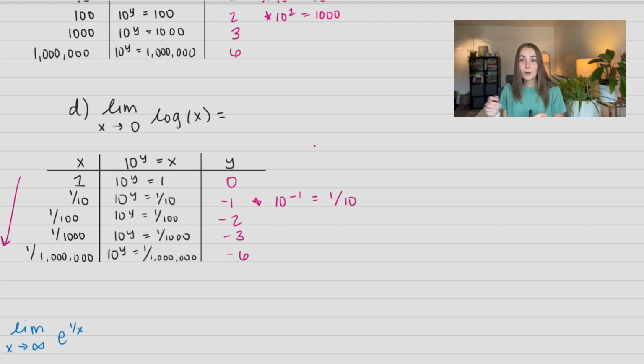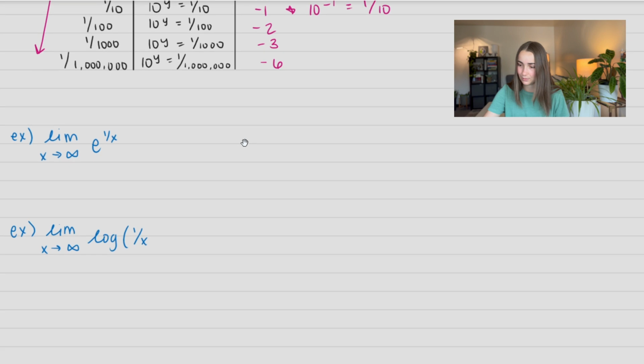So again, it's decreasing, but it's still decreasing at a pretty slow rate. So this goes down to negative infinity. And we can see that in the graph, right? So that's how those two functions behave. Let's go ahead and look at some other fun examples.